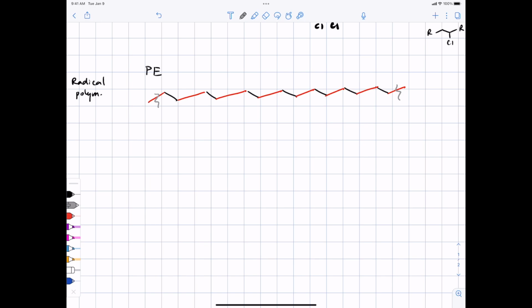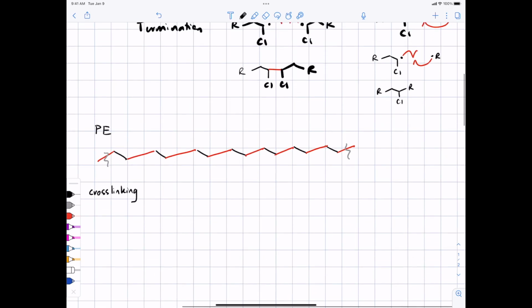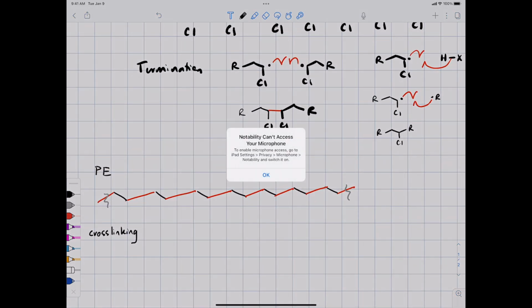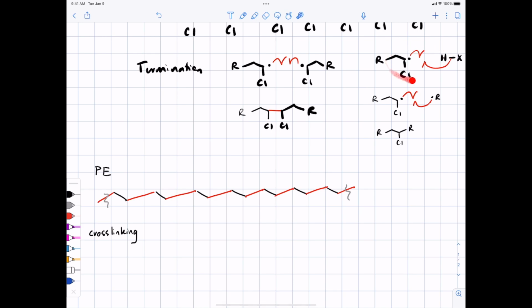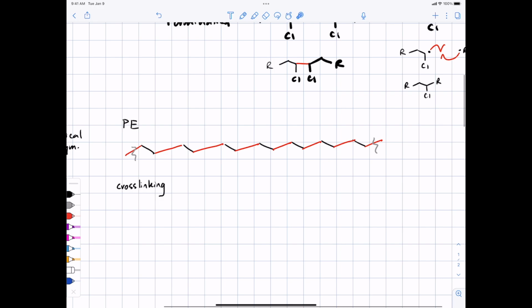It actually comes in a couple of different varieties. One of the things that I didn't tell you about above in talking about polyvinyl chloride is the possibility for radical cross-linking. So do you remember I showed you a potential termination step in which the long chain radical abstracted a hydrogen from some other source? Now I'm going to tell you what that some other source is.